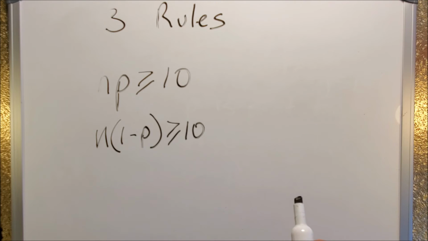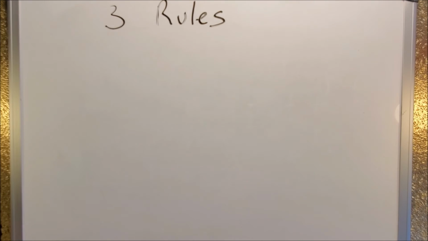Okay, really sneaky thing that stat teachers can do. They can make it seem like something's normal because they know that a student will check one rule but not check the second one. You got to check both, okay? I'll give you an example.